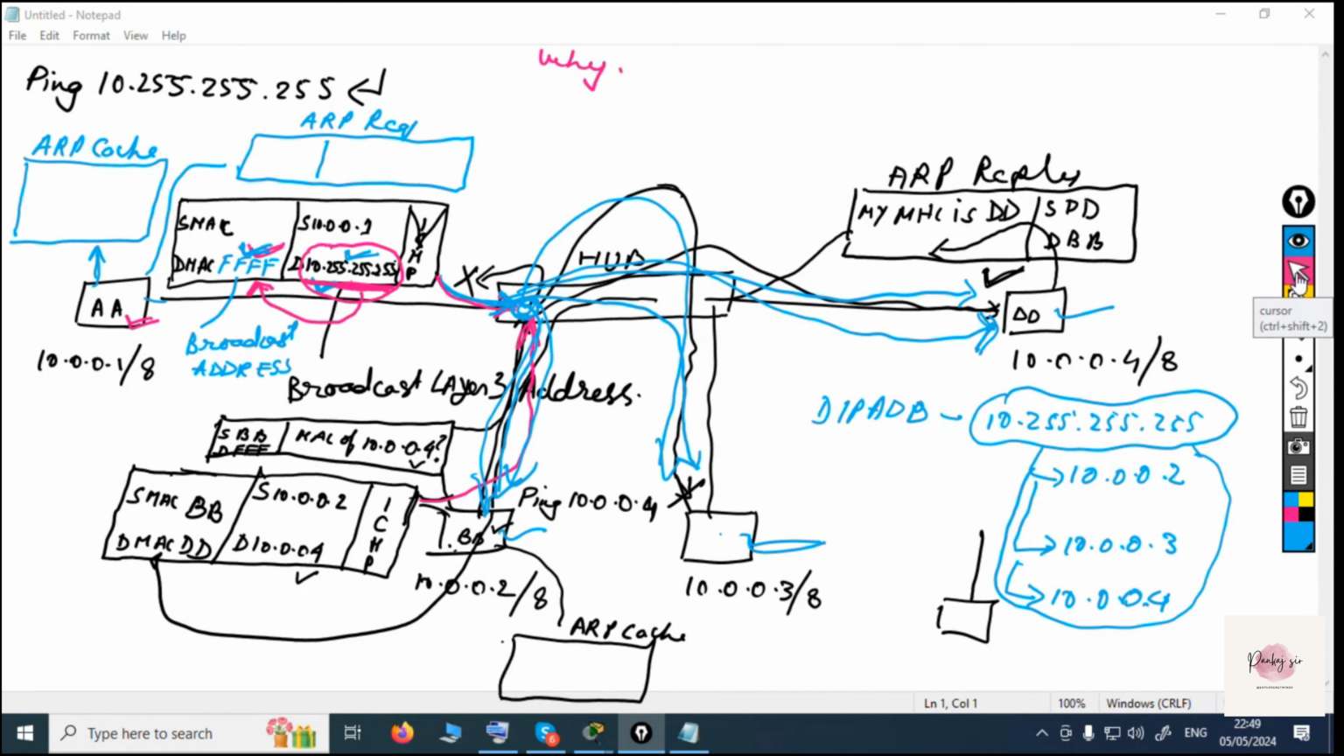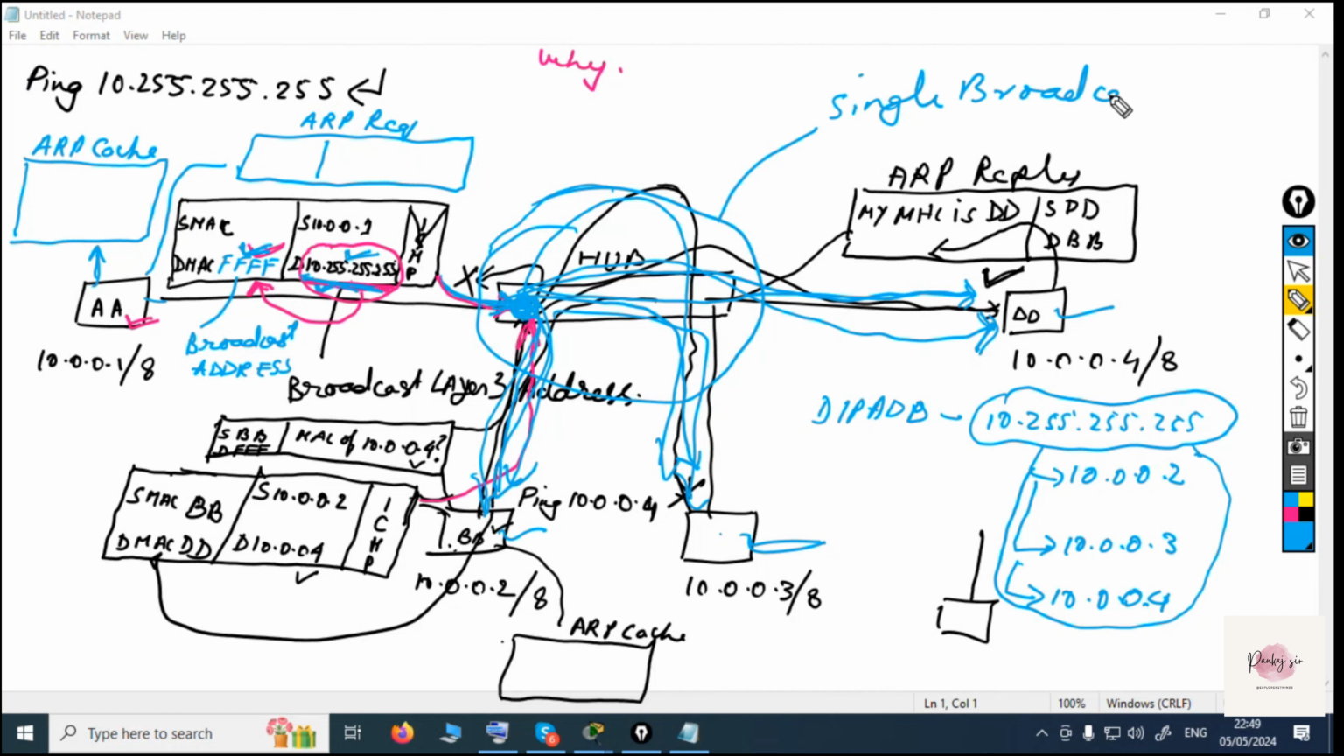But what did we have to learn here? We have to understand that if any port sends any data at the broadcast address, it reaches all other ports, all other devices that are attached to this hub. Therefore, we can say that all these devices are present in one single broadcast domain.